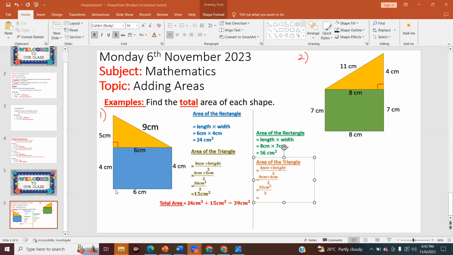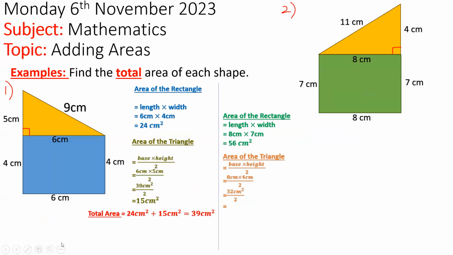56 centimeters squared. No, triangle. Oh, I get 16 centimeters squared. How did you get 16? Because I times 8 times 4, which is 32, and then I divided by 2, which is 16. Good. So what we're gonna do is we're gonna divide it by 2.